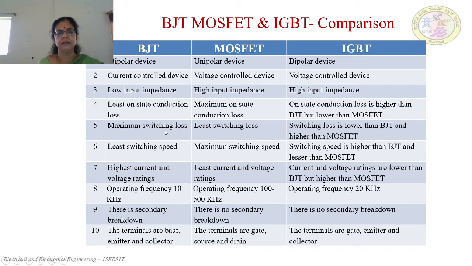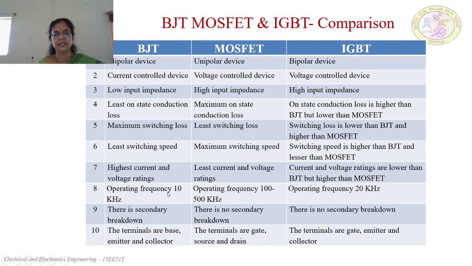Switching loss, if you consider, BJT has maximum switching loss, MOSFET has least switching loss, IGBT has switching loss which is lower than BJT and higher than MOSFET. BJT has least switching speed, MOSFET has maximum switching speed, IGBT has switching speed higher than BJT and lesser than MOSFET. BJT has highest current and voltage ratings, MOSFET has least current and voltage ratings, and IGBT has current and voltage ratings lower than BJT but higher than MOSFET.